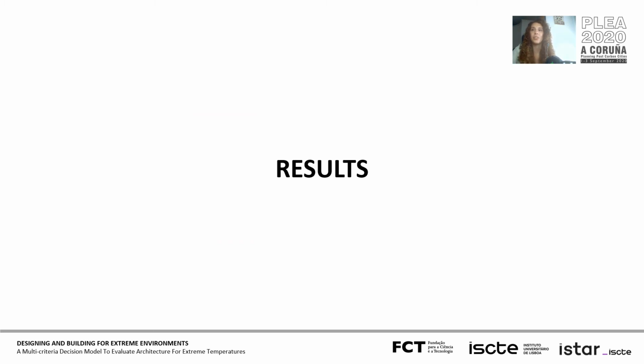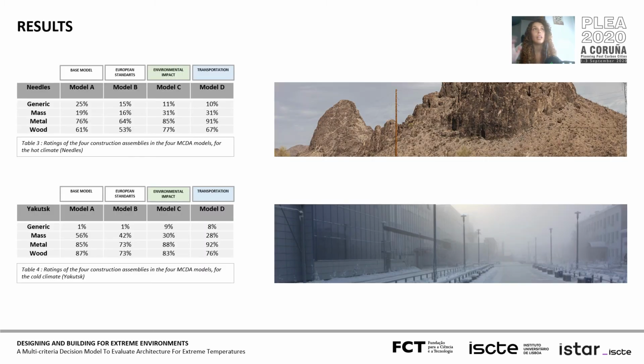Finally, our results. Here in these tables, you can see how well our options and our construction assemblies rated in the 4 models. So you have the models presented above and our options presented on the left. The assembly that rated the highest in Needles on all the models was metal. In Yakutsk, it was wood and metal, with mostly similar percentages.